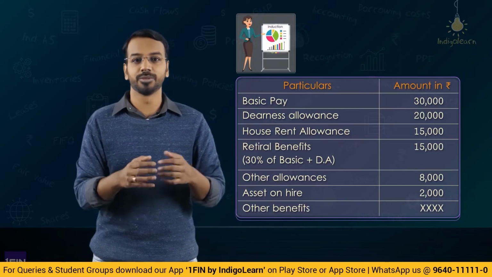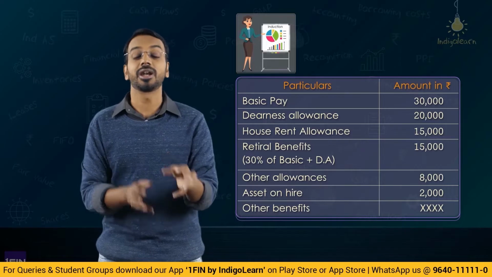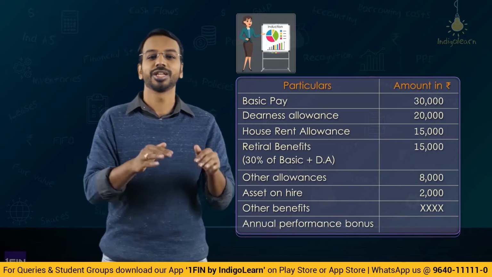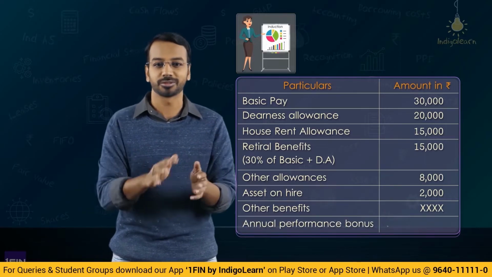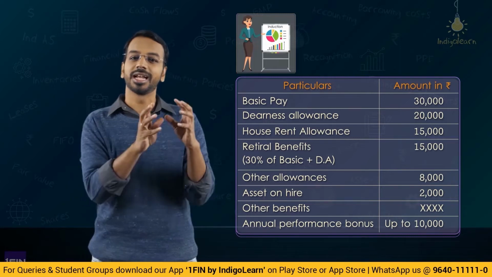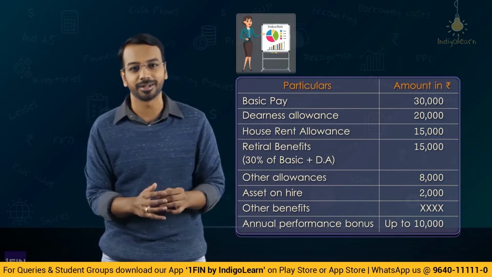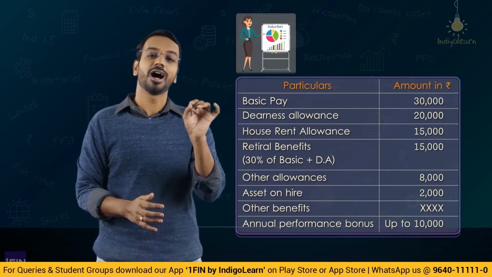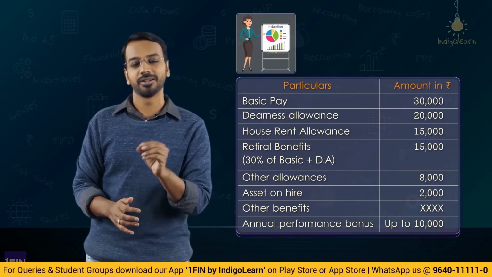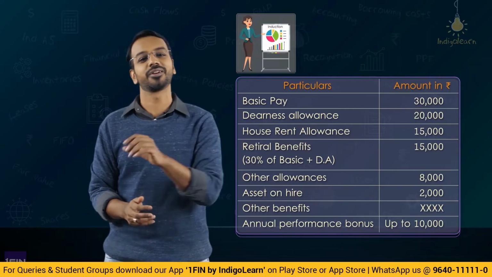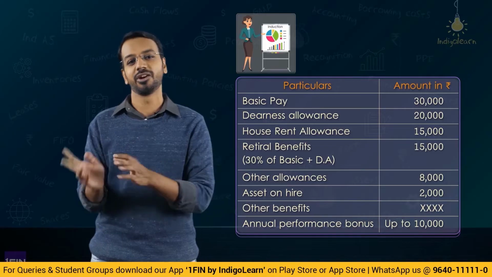Okay. Apart from this, there was also a component called annual performance bonus. The maximum ceiling was 10,000 per month. So maximum ceiling was 1,20,000. 10,000 per month is what we were entitled to if you perform well. That was also a part of the CTC. Whether you will get it or not would depend on your performance. And if you leave within 6 months, you will not even get that.